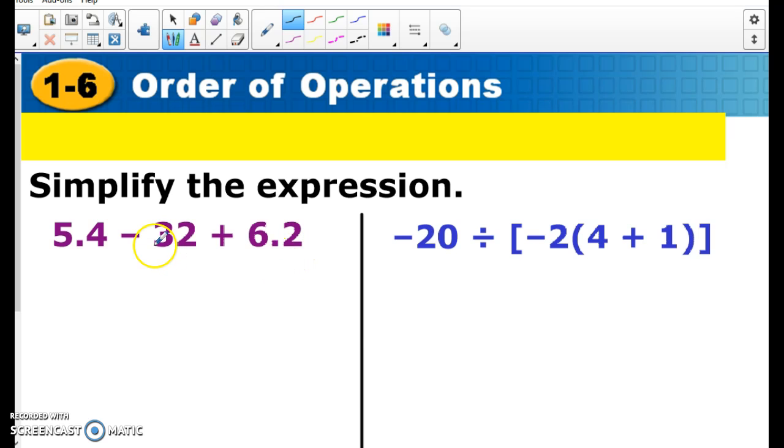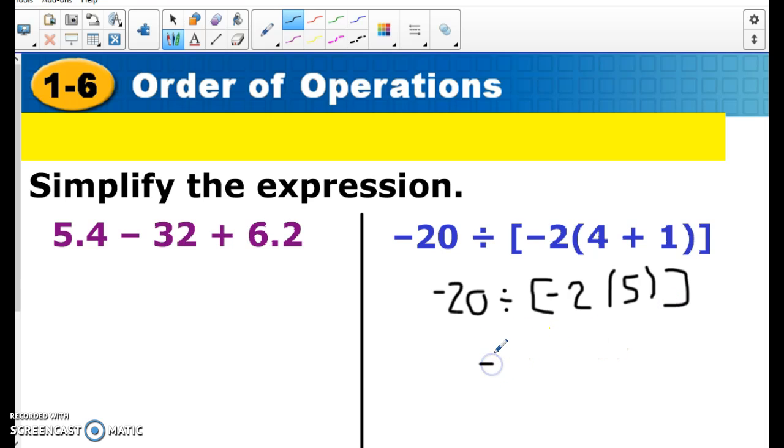You would still go about doing this problem the same exact way, but let's look at this problem with the brackets. Brackets and parentheses are kind of the same thing. You'll see the brackets are not rounded like the parentheses. But we still should do the parentheses first. So I have a 4 plus 1 first, which is going to give me 5. I'm still going to keep those parentheses there, and then that times negative 2. Remember, parentheses mean multiply. So I have negative 20 divided by bracket negative 2 times 5, which is going to give me a negative 10.